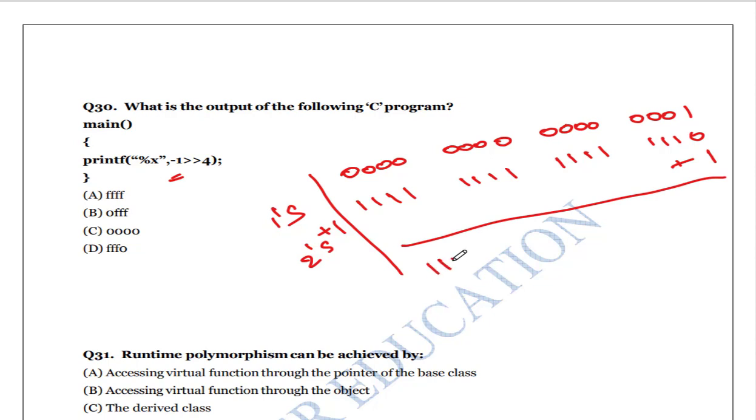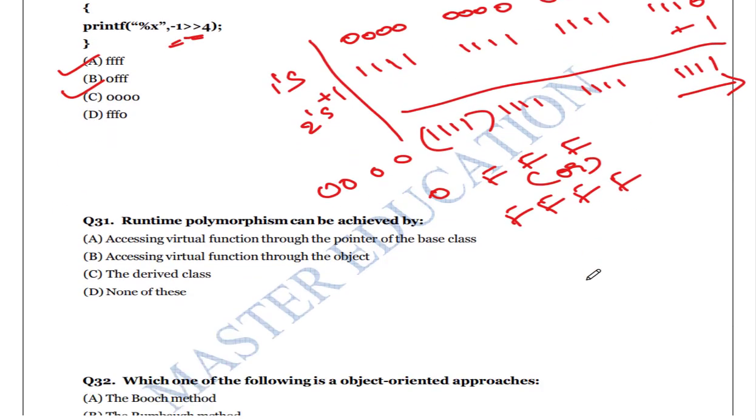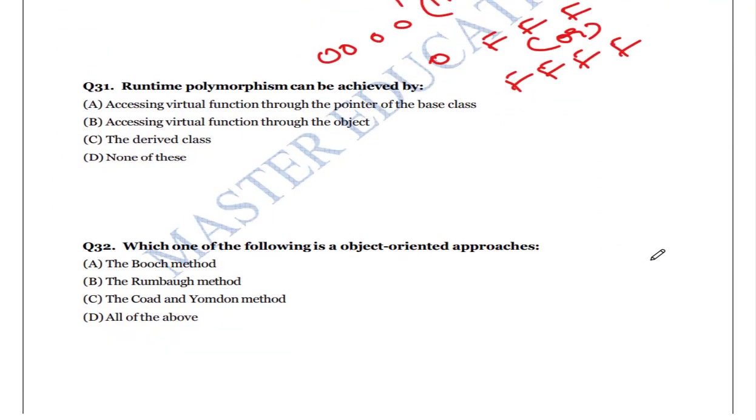So if you are adding this, what is the value? 1 1 1 1. But they said right shift of 4. So the right 4 values will be shifted and it will be filled with 0 or F, depending on the machine. If you add 0, the value will be 0FFF. Or if you add 1 in this place, the value will be FFF. So option A or B will come, depending on the machine.